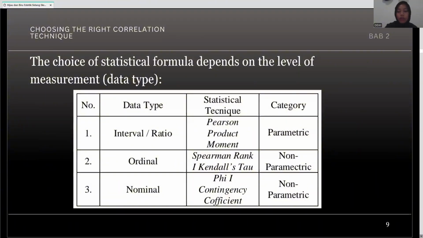Choosing the right correlation technique. The choice of correlation technique depends on the level of measurement or data type. Different scales such as nominal, ordinal, interval, or ratio require different statistical formulas. Okay, next.